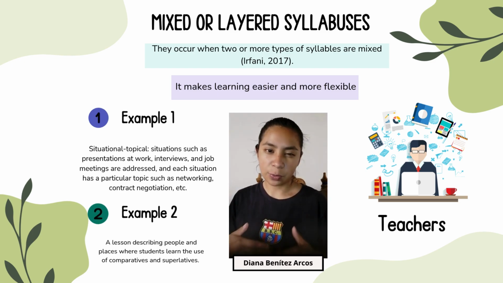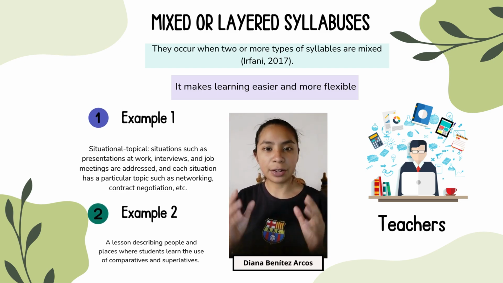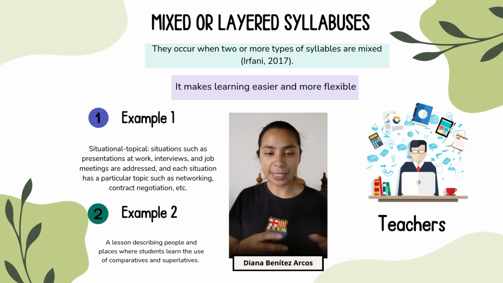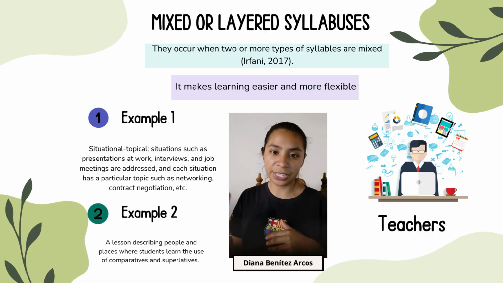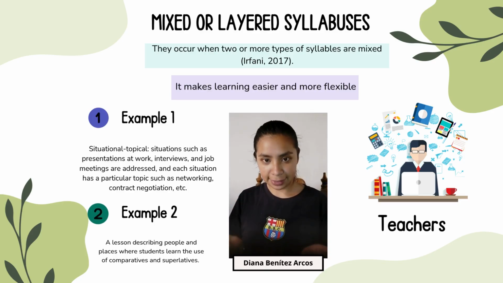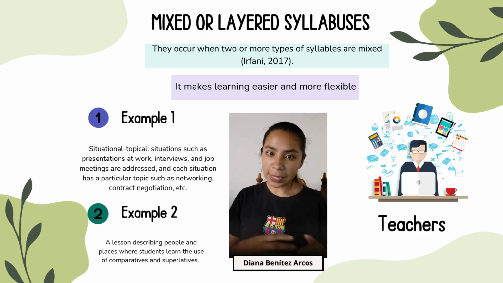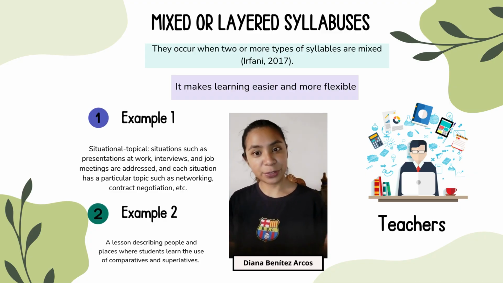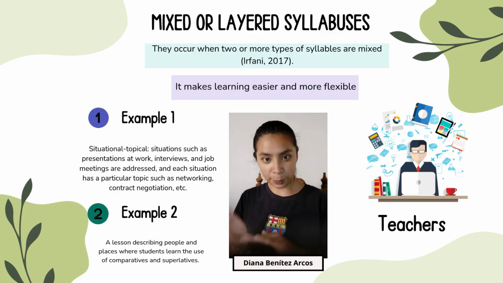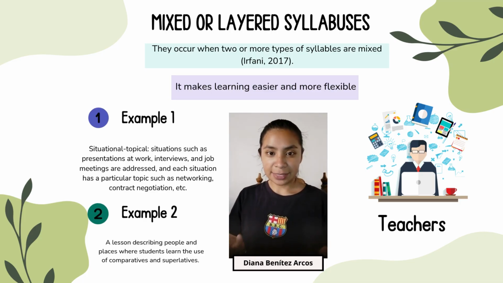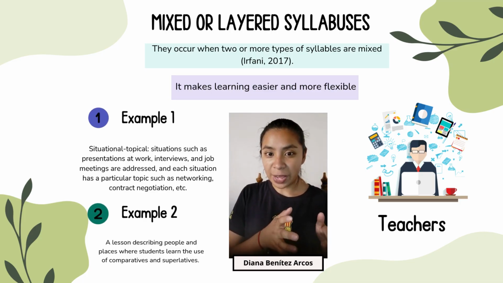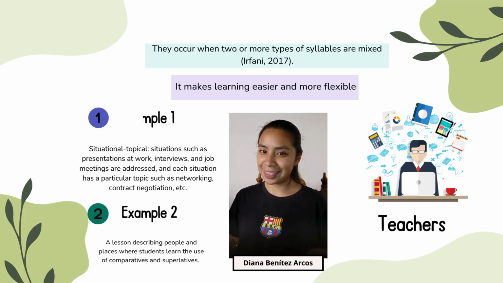Situations such as presentations at work, interviews, and job meetings are addressed, and each situation has a particular topic such as networking, contract negotiation, etc. Example 2, a lesson describing people and places where students learn the use of comparatives and superlatives. Structural elements referring to specific grammar are combined with situations of social interaction.